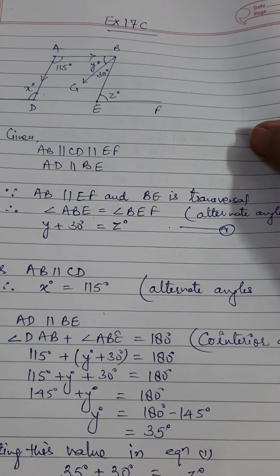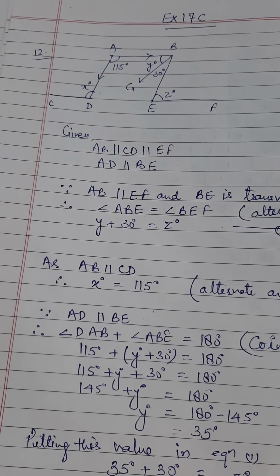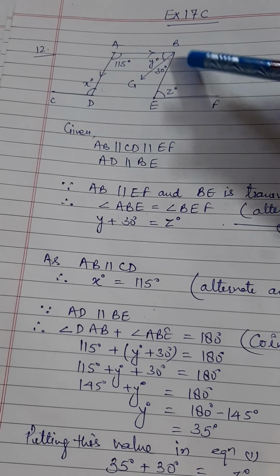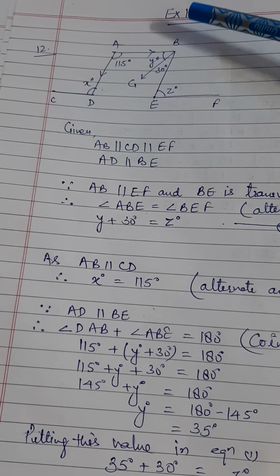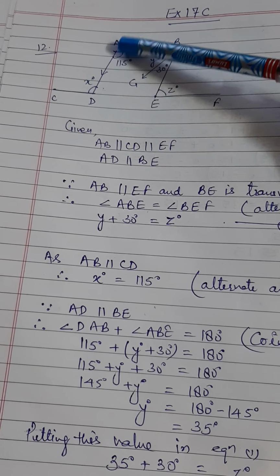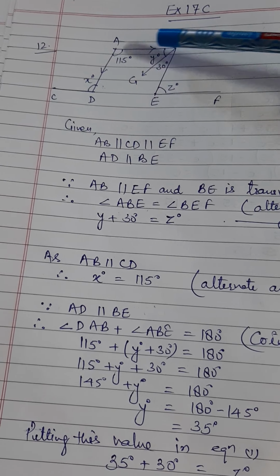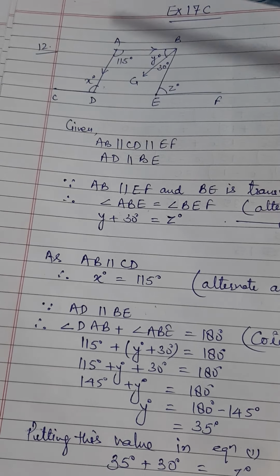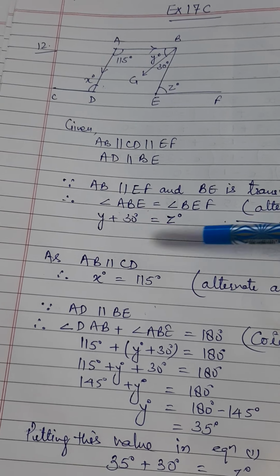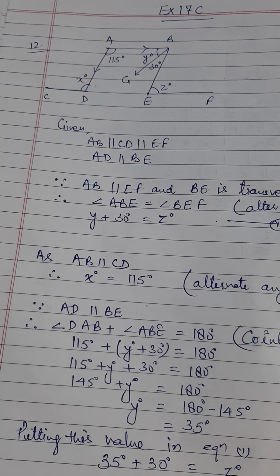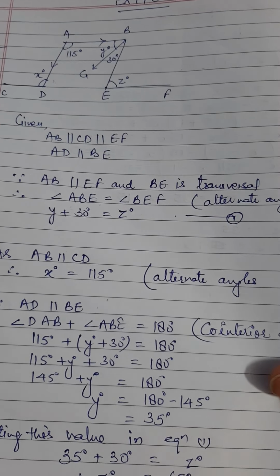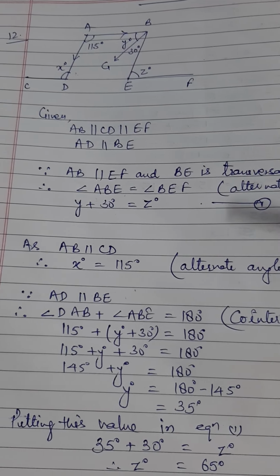Now also we have that AB is parallel to CD. This line AB is parallel to this line CD, and this AD is transversal. So these two angles are alternate angles, so they are equal. So we can write x is equals to 115, and the reason is the angles are alternate angles.